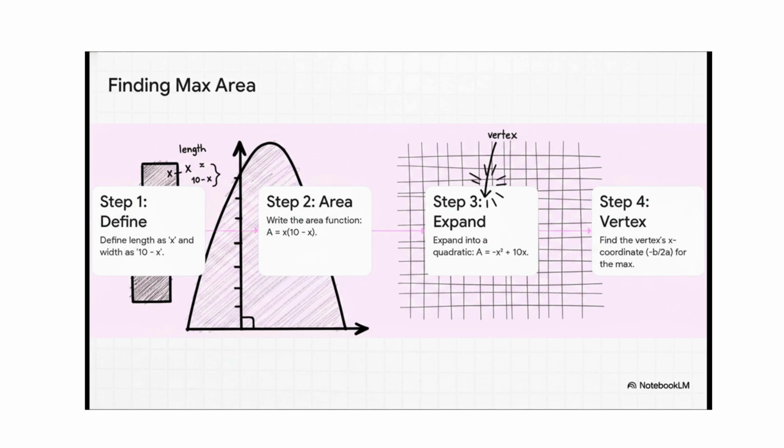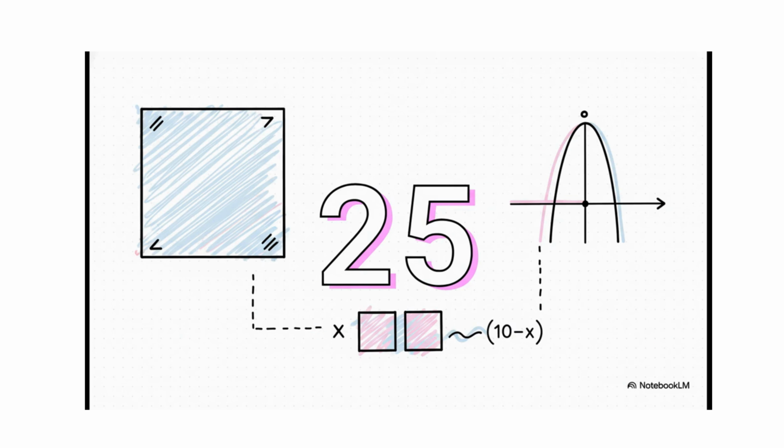And remember what we just learned? Since a is negative 1, this is a downward-facing parabola, a frown. And asking for the maximum area is the exact same thing as asking what's the highest point of that parabola, which we know is the vertex. And luckily, there's a handy little formula to find the x value of the vertex. It's just negative b divided by 2a. In our area equation, b is 10 and a is negative 1. So we plug that in. We get negative 10 divided by 2 times negative 1, which is just 5. So the perfect length is 5 feet. That means the width is 10 minus 5, which is also 5 feet. A perfect square gives us the biggest possible area of 5 times 5, which is 25 square feet. Math just designed the perfect garden for us.